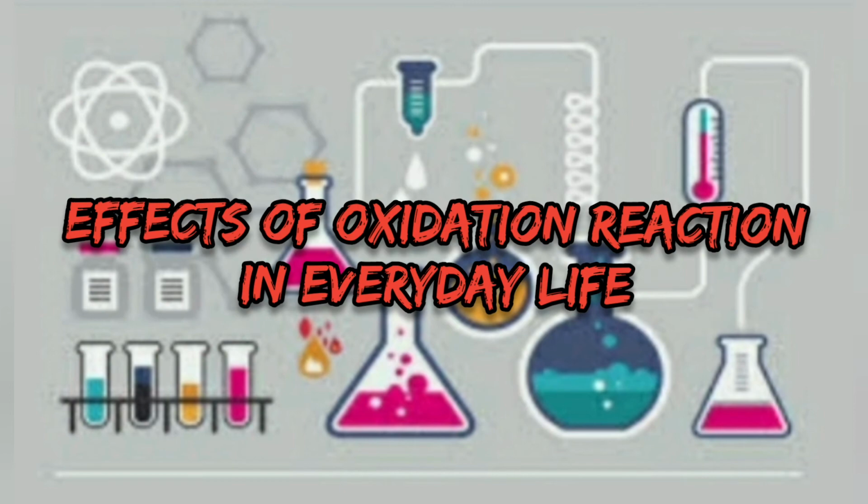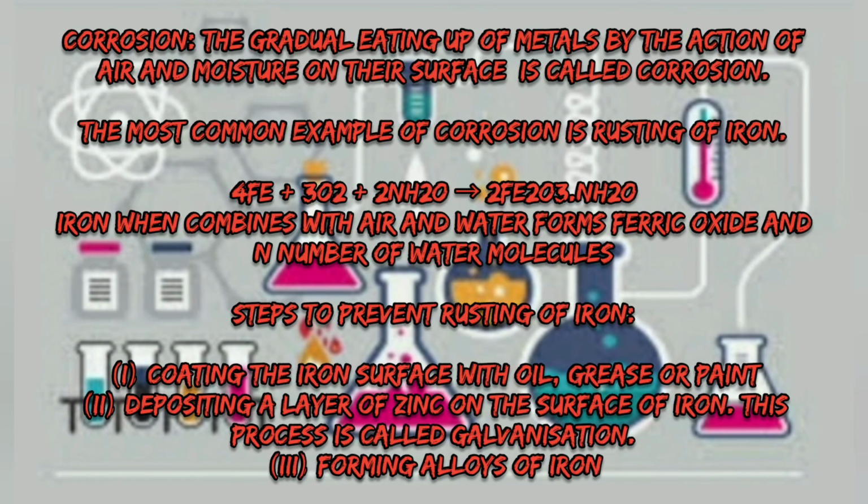Effects of oxidation reaction in everyday life. Corrosion, the gradual eating up of metals by the action of air and moisture on their surface, is called corrosion. The most common example of corrosion is rusting of iron. 4 iron atoms combine with air or oxygen and water to form ferric oxide and n number of water molecules.